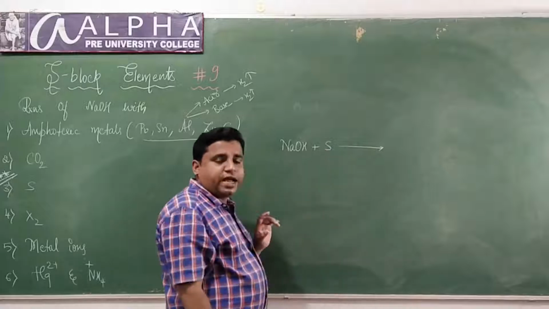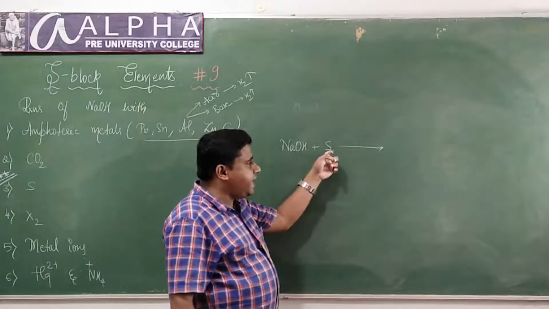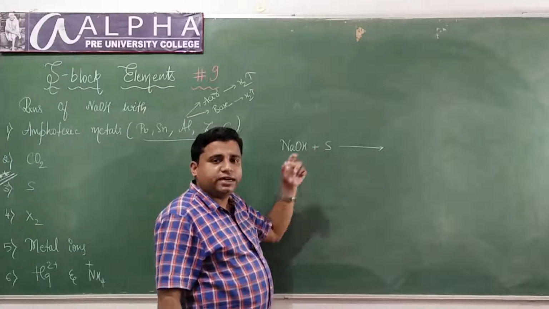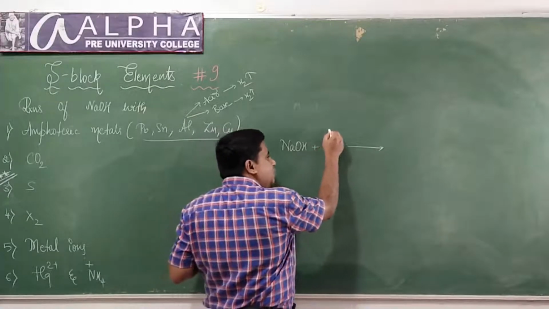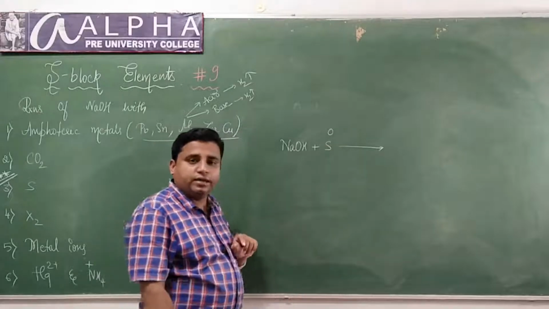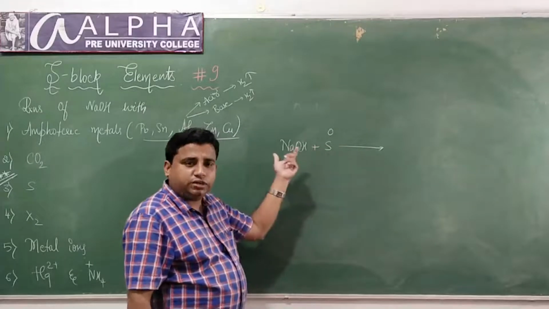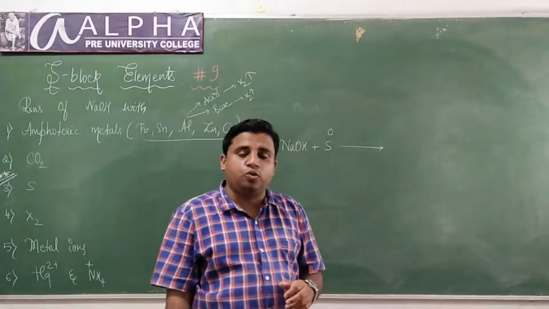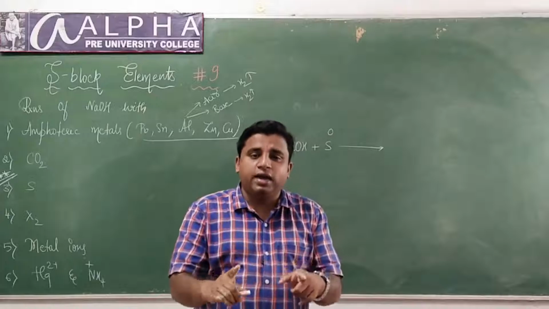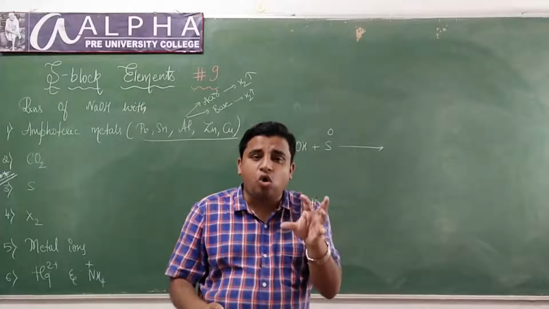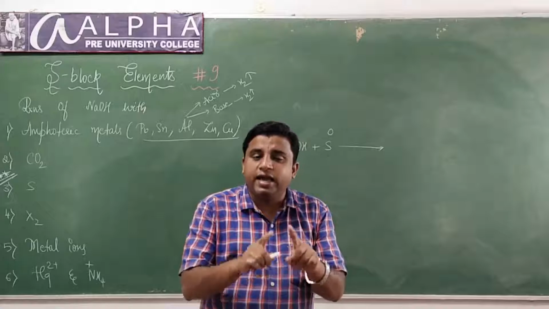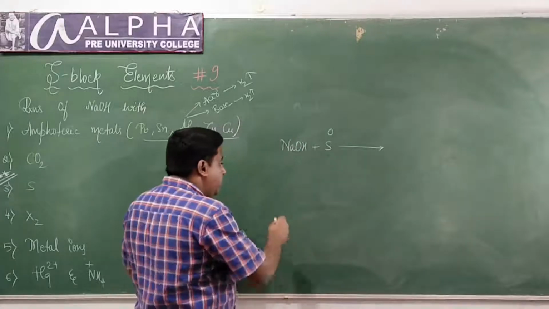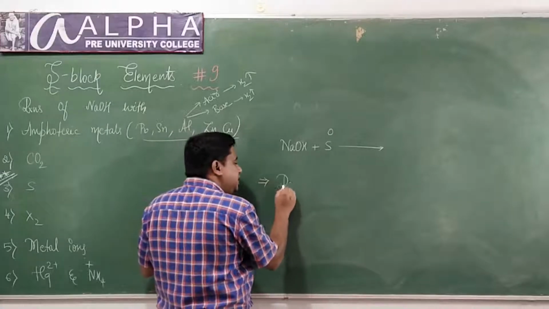In redox reactions, I have told you, if there is any element in uncombined state, then the oxidation state of that element is going to be 0. That means in this reaction, sulfur is in 0 oxidation state. So guys, please note this point. If you find any reactant in 0 oxidation state, then that reaction is going to be a disproportionation reaction.